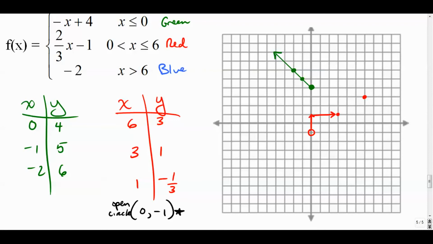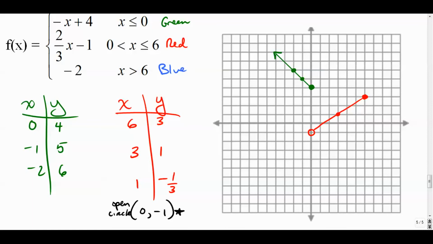So I'm going 2 up and 3 right. 2 up, 3 right. And of course a y-intercept at negative 1. But that's open. On this side it's closed. You can tell that because of the constraint. Look at the constraint. It's open and closed. Open on the left, closed on the right. So just connect those dots. This one doesn't go on forever, so you gotta kind of do your best. That's not too bad.